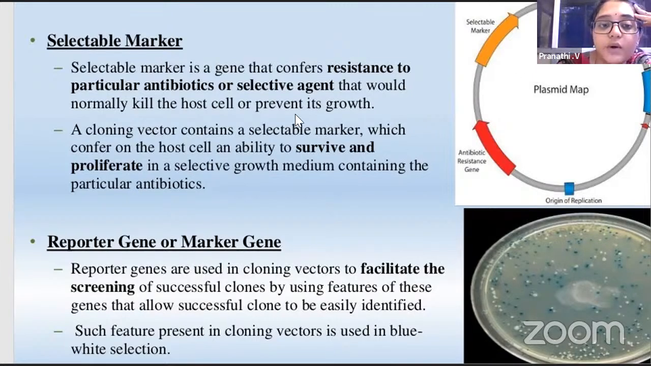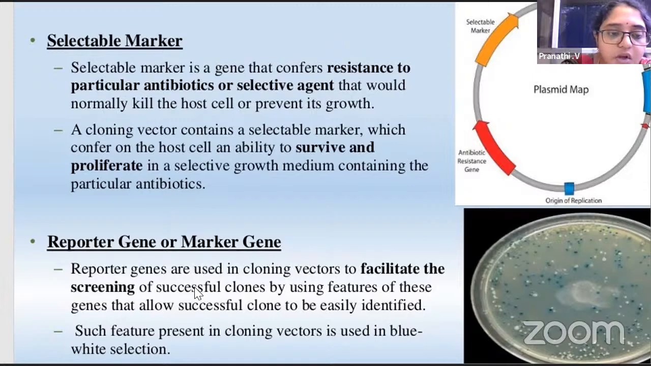So now we have to have a selectable marker over here, which confers resistance to a certain amount of antibiotics, the selected agent. Whenever a cloning vector has this particular marker, it is able to survive in the hostile conditions against that particular antibiotic. It is not going to die.